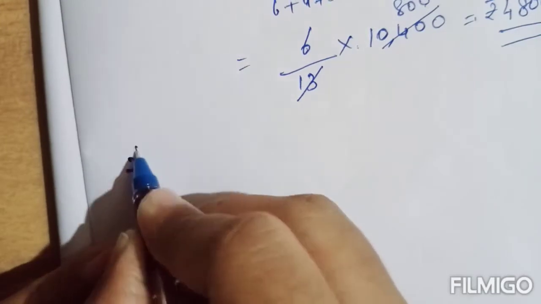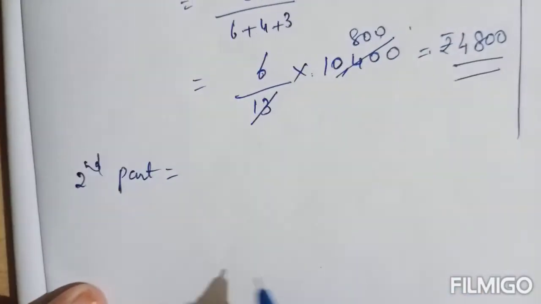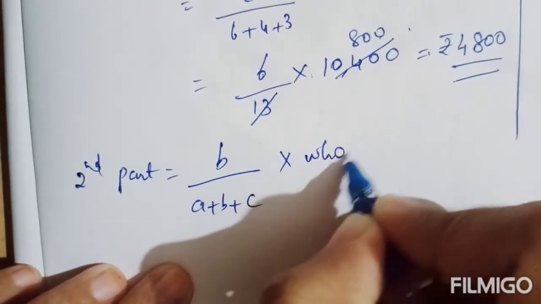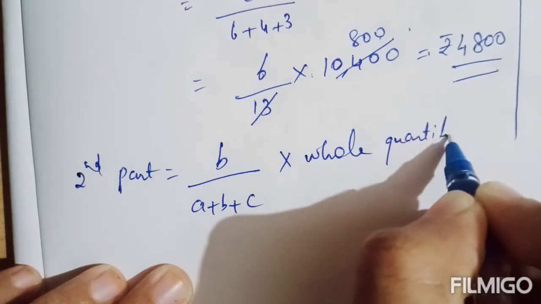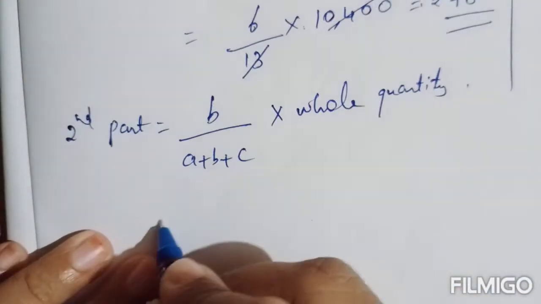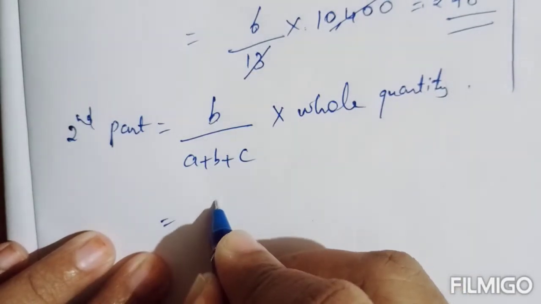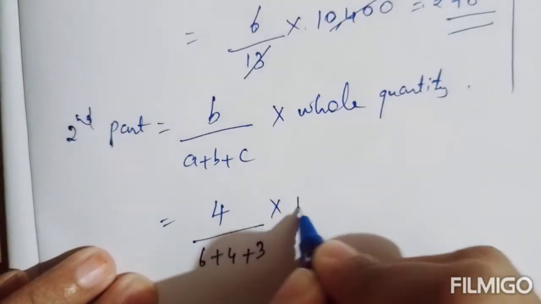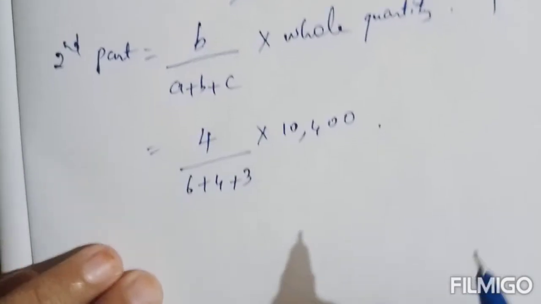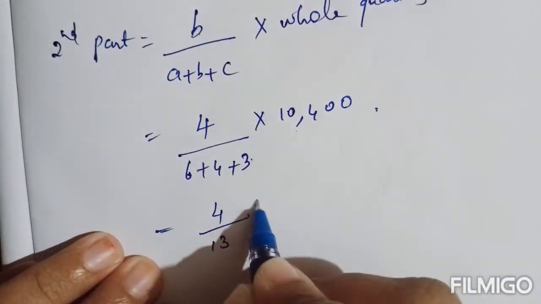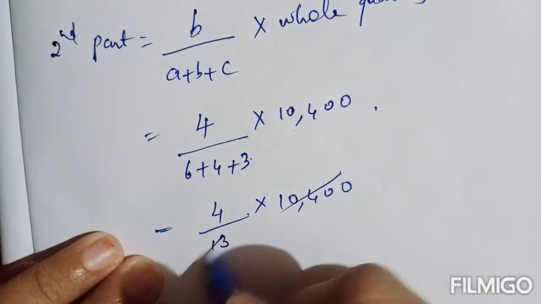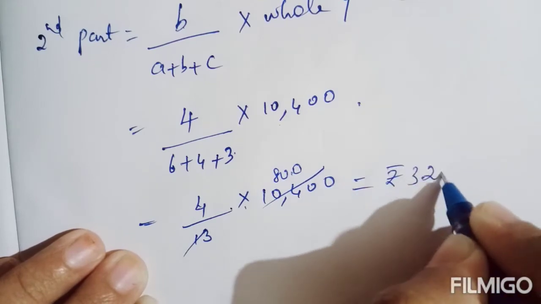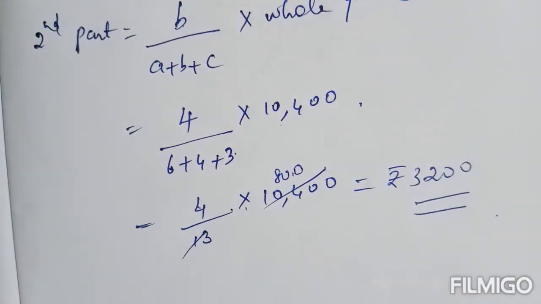Okay, next let us find the second part. Formula, it is B by A plus B plus C into whole quantity. Okay, so in place of B we can write 4 by 6 plus 4 plus 3 into 10,400. Again 4 by, it is 13 into 10,400. We can cancel this here, it will be 800. 4 into 800, it is rupees 3,200. This is the amount that B gets.